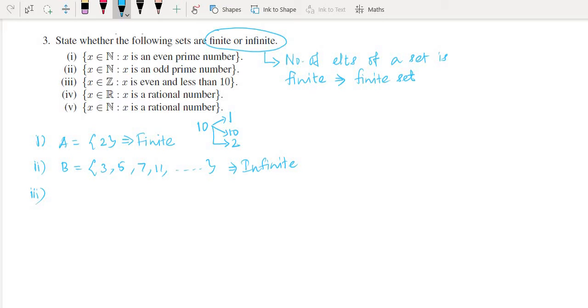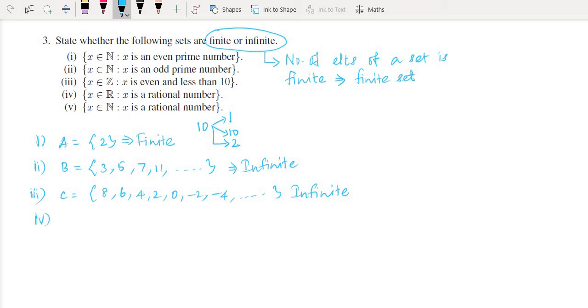And third subdivision, set of all integers such that x is even and less than 10. So we can't simply tell 2, 4, 6, 8 are the numbers, hence it is finite set. That is absolutely wrong. Set of all integers. So we have negative integers as well. So the numbers are 8, 6, 4, 2, 0, minus 2, minus 4, etc. In the negative direction, it will go. So it has infinitely many elements. Therefore, this set is also an infinite set.